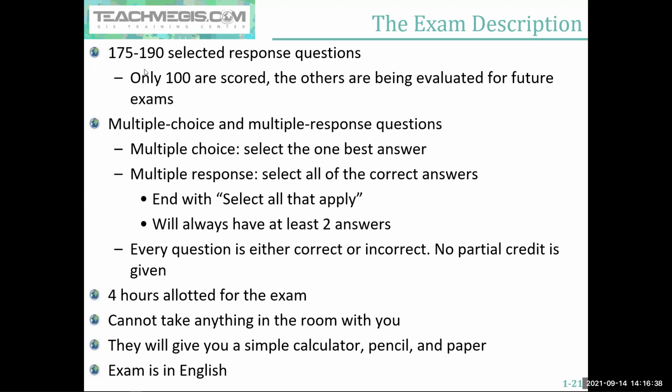Anyway, out of these 175 to 190 selected response questions, only 100 of them are scored. The others are being evaluated for future exams, because what happens is GIS-CI has to have this huge bucket full of questions so that everyone who walks in gets a random sample of those questions. And 2 people can take the same exam on exactly the same day, sitting at desks next to each other, and get completely different questions. But they're all being pulled from that library of questions.